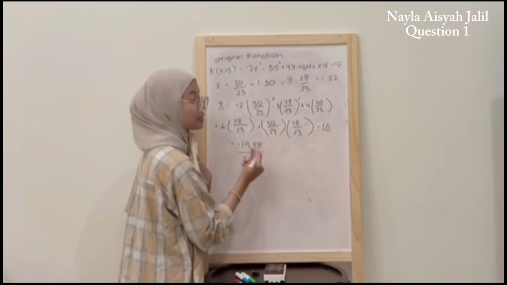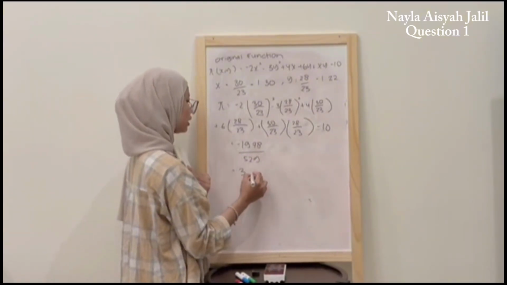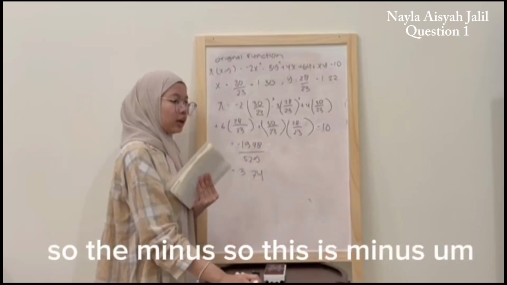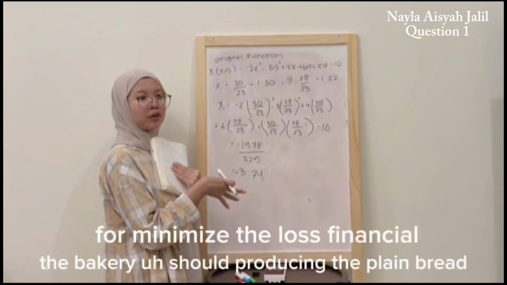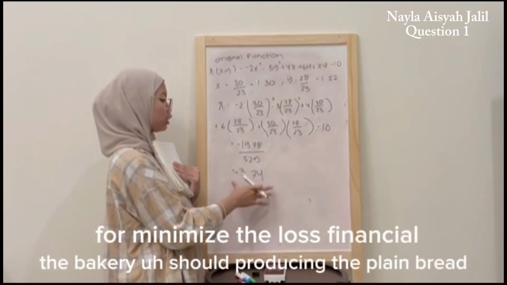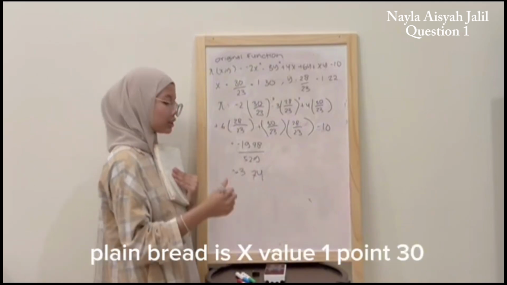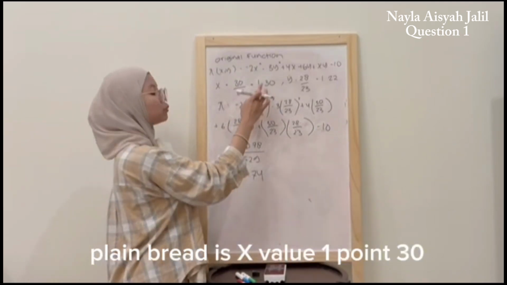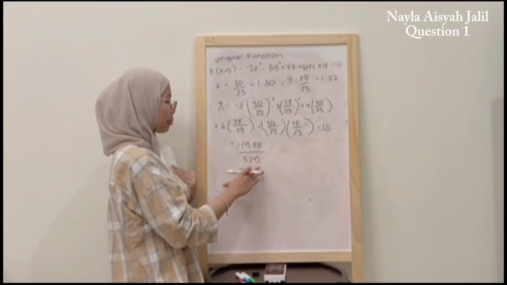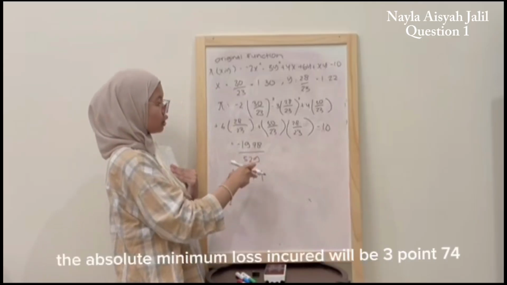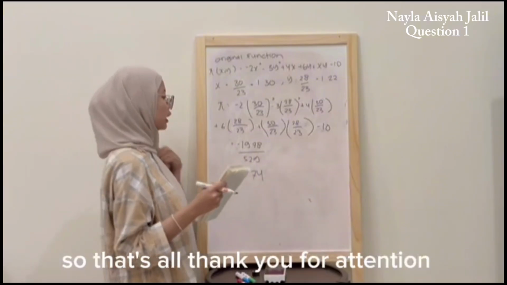Divided by 529. So this is the fraction, and then the decimal is 3.74. So this is minus. To minimize the loss function, the plain bread should be produced at x value 1.30, and then the sweetie bread at y value 1.22, and the absolute loss function is 3.74. So that's all. Thank you for your attention.